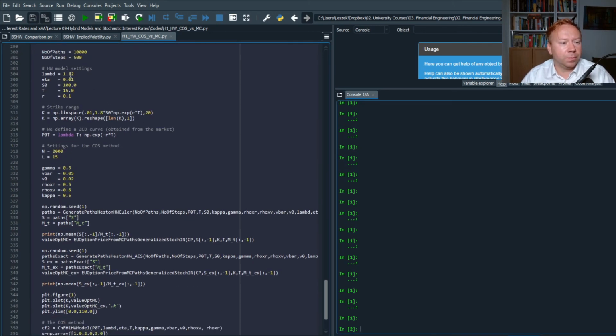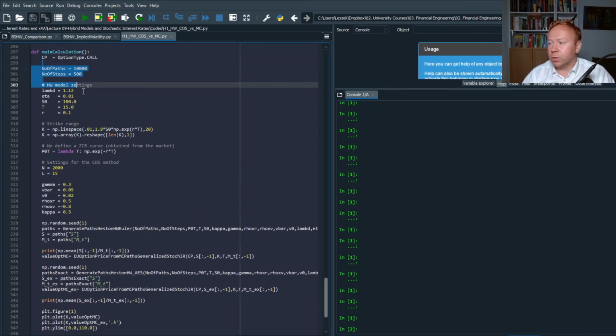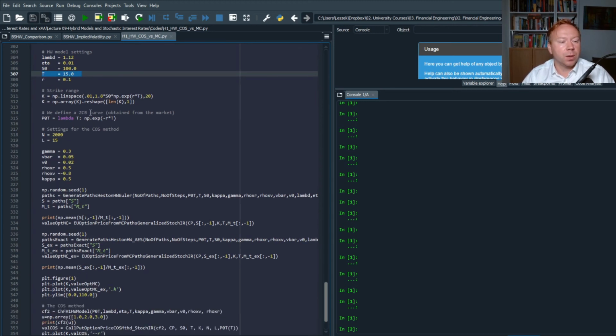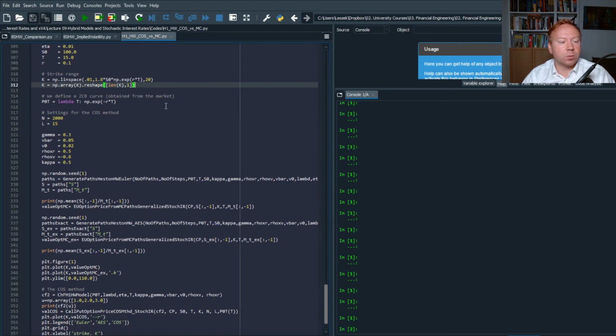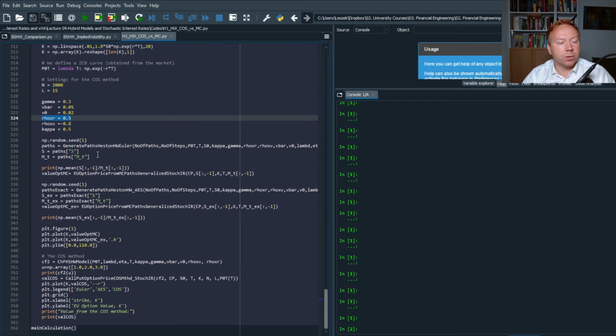So here, let's start from the main function. We have some configuration for the model. We have 15 years, so our maturity is 15 years, so it's a long maturity option. We have specification of the strike. So we take S0, which is 100, and this is the range of strikes we are interested in. These are the parameters for the Heston model, and also the correlation between stock and interest rates.